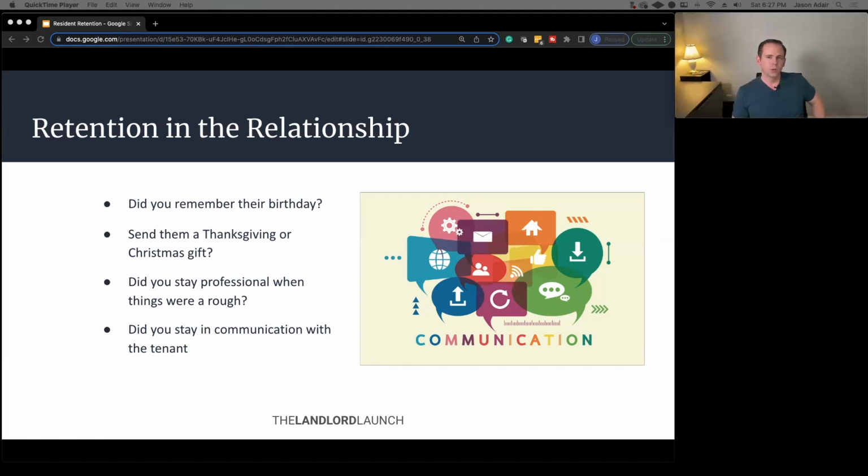When things were maybe not going so good, when you weren't seeing eye to eye, when there's a dispute about something, how did you treat them? Did you berate them? Did you talk down to them? Did you bait them into an argument? Or did you stay professional even when they weren't so professional? It's going to be things like that, because again, those things happen. People don't always see eye to eye. I think we talked about this before, but this very well may be a person that you want to remain in your home, and based on that experience, perhaps that is the one.